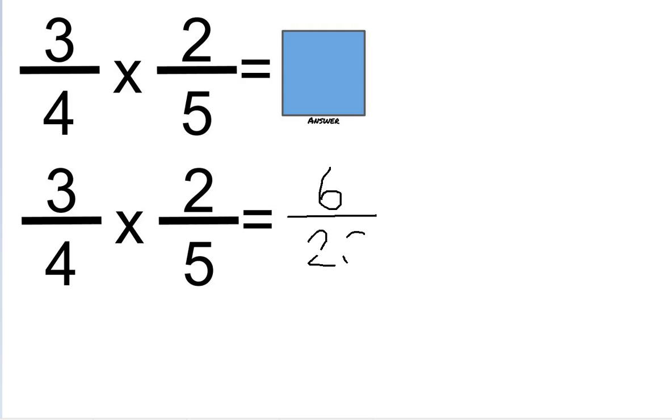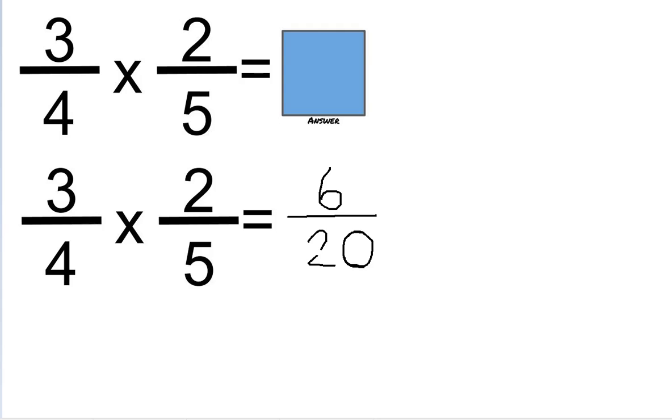Now, I look at this problem here, and I know that 6/20 is not going to be my final answer, and the reason for that is they're both even numbers. So I automatically know that both of these numbers already share a common factor. I know that 6 has a factor of 2 and 20 also has a factor of 2. And I talked about this in the subtraction video.